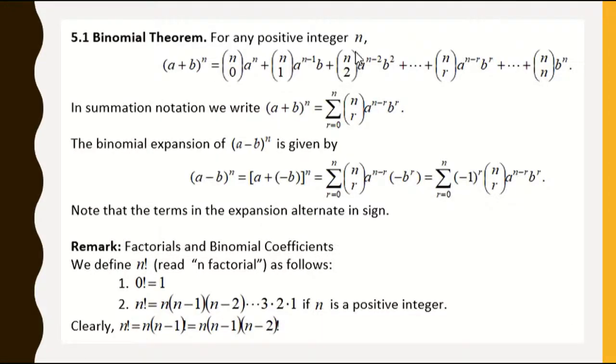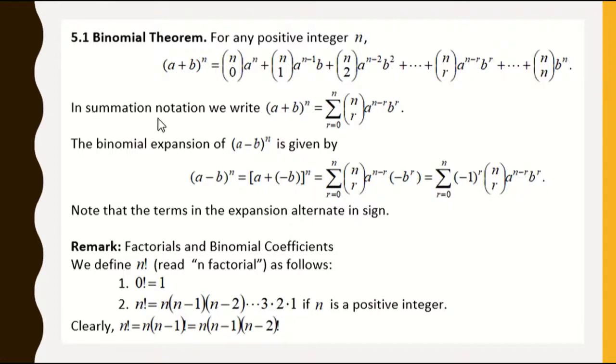For any positive integer n, (a + b)^n is equal to n taken 0 at a time times a^n plus n taken 1 at a time times a^(n-1) times b plus n taken 2 at a time times a^(n-2) times b squared plus up to n taken r at a time times a^(n-r) times b^r. Then up to n taken n at a time times b^n.